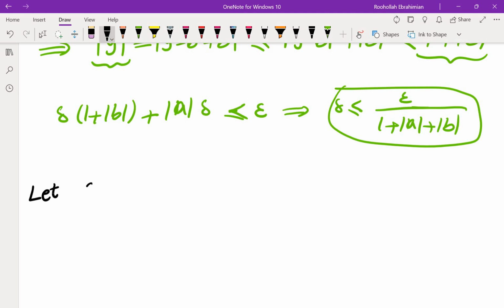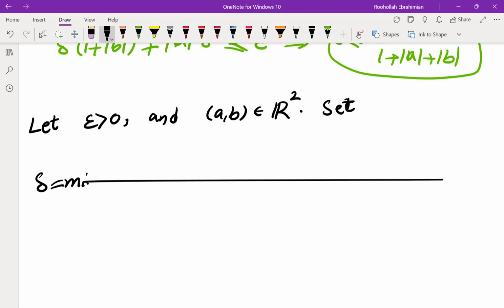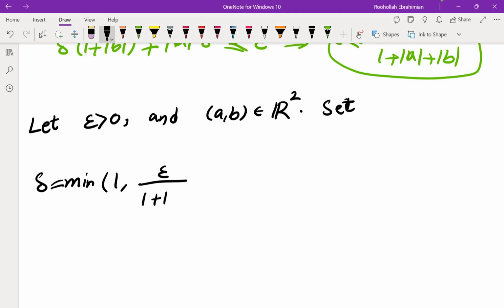So let epsilon be positive. And let's start from a point in the domain, so (a, b) is in R2. It's a point in the domain, and we want to show that the function p is in fact continuous at that point. Set delta to be the minimum of 1 and epsilon over 1 plus the absolute value of a plus the absolute value of b.